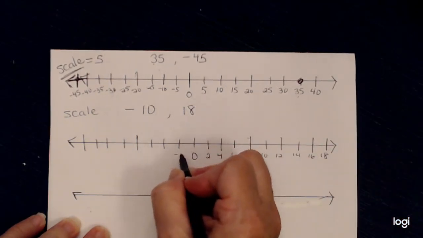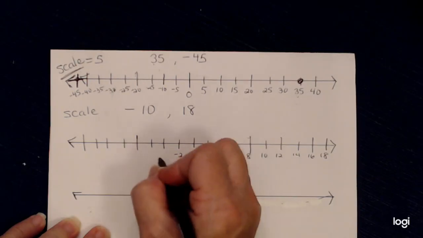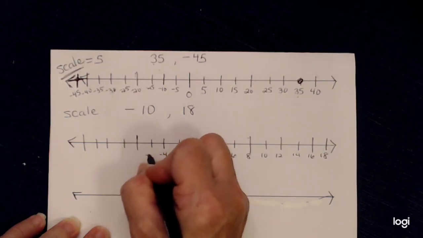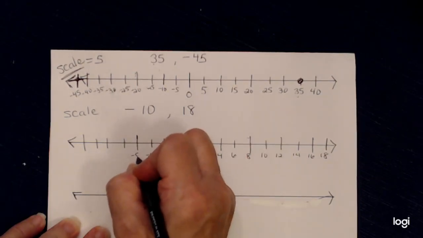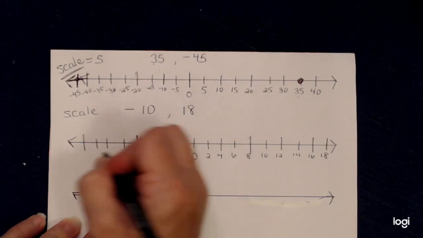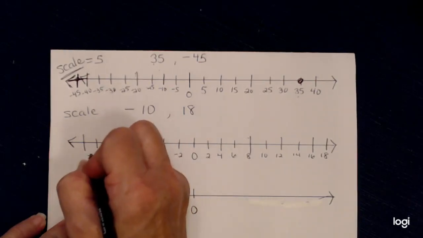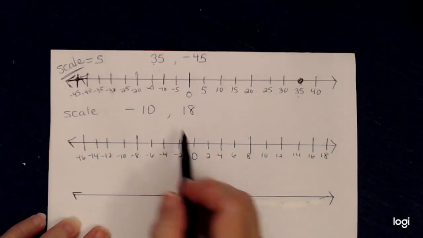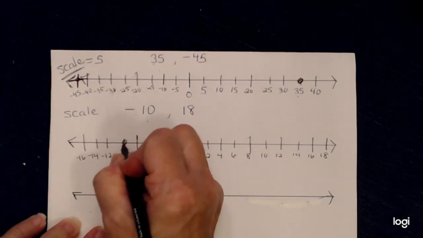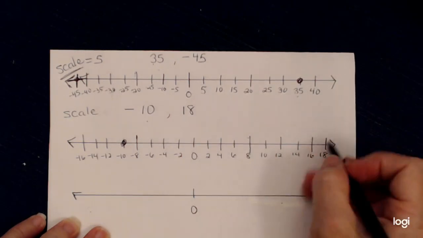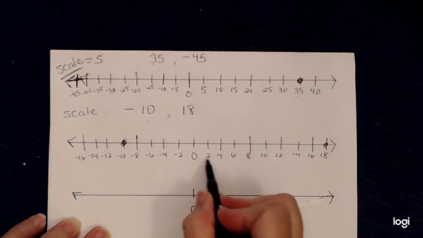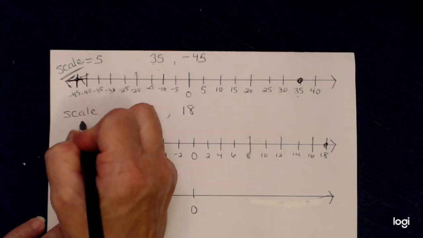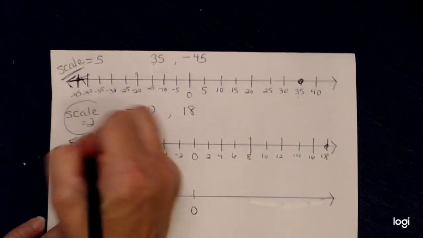Let's count by twos backwards. Negative 2, negative 4, negative 6, negative 8, negative 10, negative 12, negative 14, negative 16. So negative 10 would be here. Positive 18 would be here. What was the scale that I used? The scale that I used was counting by twos.